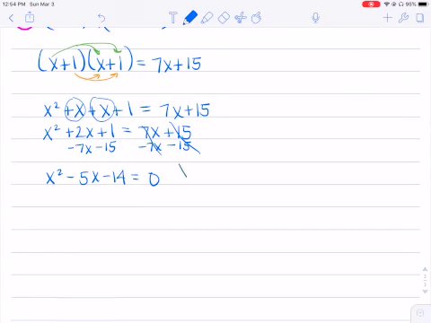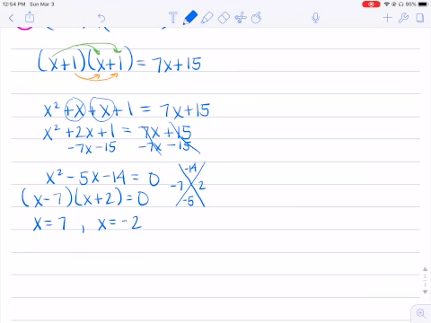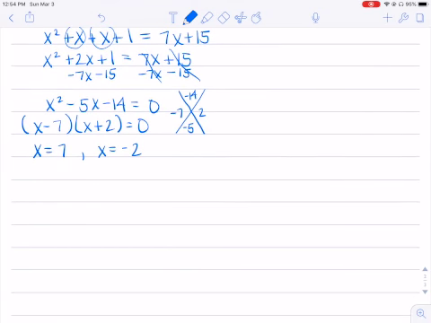And now I can do a simple x puzzle. I need factors of negative 14 that add to be negative 5, and that would be negative 7 and 2. So I can rewrite this in factored form as x minus 7 and x plus 2 is equal to 0. And then setting each piece equal to 0, x minus 7 equals 0, we would add 7 to both sides, giving me x equals 7. And then x plus 2 equals 0, we would subtract 2 from both sides, leaving me with x equals negative 2. So again, these are potential solutions or apparent solutions.